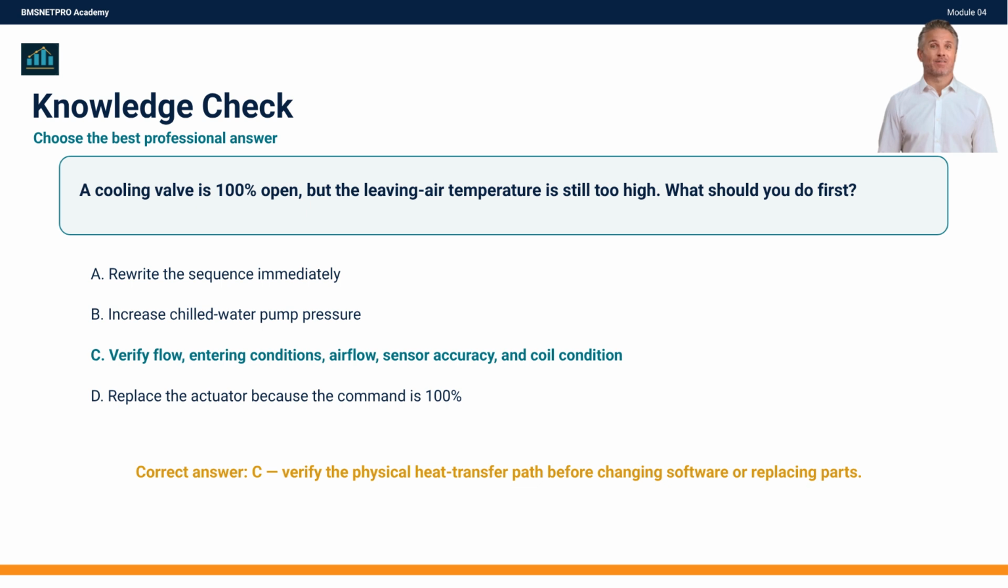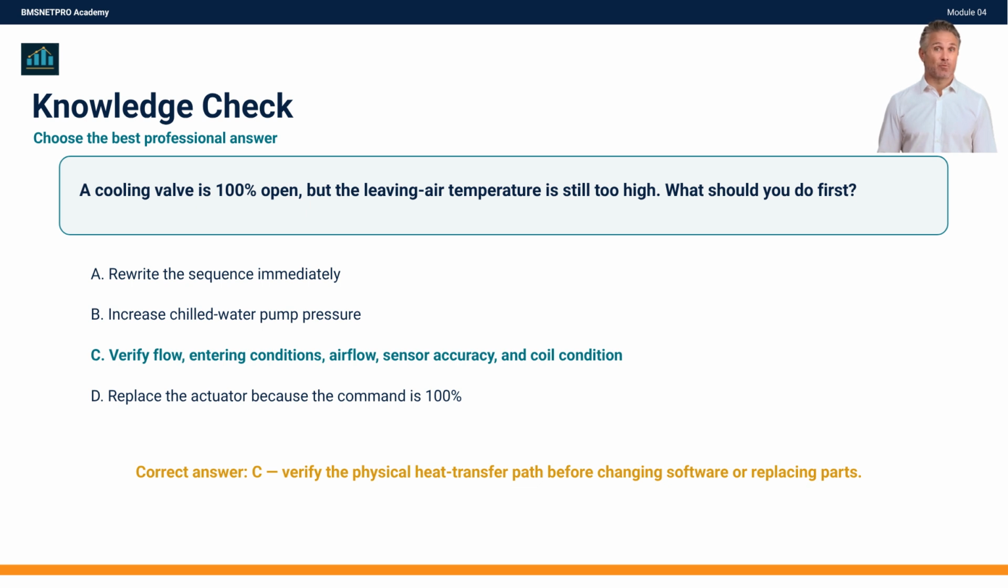Let us answer the knowledge check. A cooling valve is 100% open, but the leaving air temperature is still too high. What should you do first? The best answer is C. Verify flow, entering conditions, airflow, sensor accuracy, and coil condition.